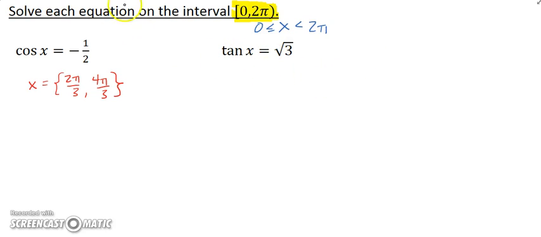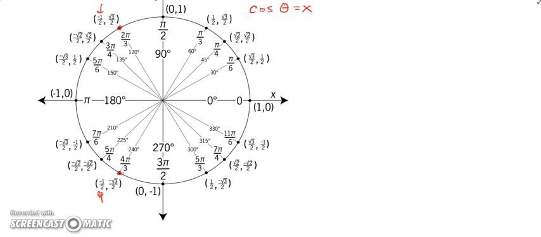Now the second equation is asking for all the values of x on the unit circle where the tangent of x would be square root of 3. And that can be a little trickier in the sense that, remember, on the unit circle the tangent of an angle is y over x. So I do have to do a little bit of figuring out which values we're talking about. I need to know where I get square root of 3.